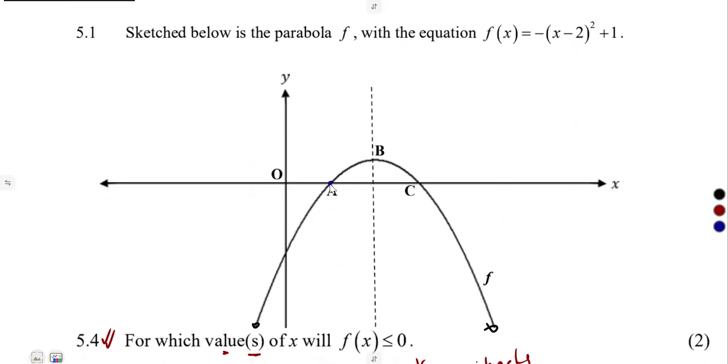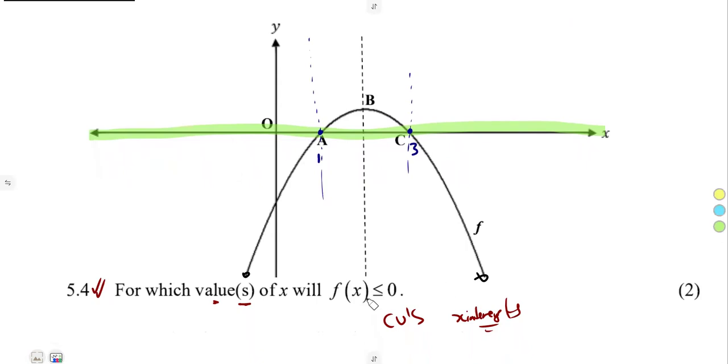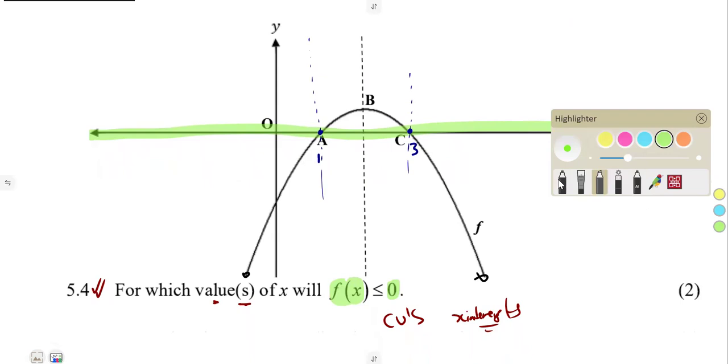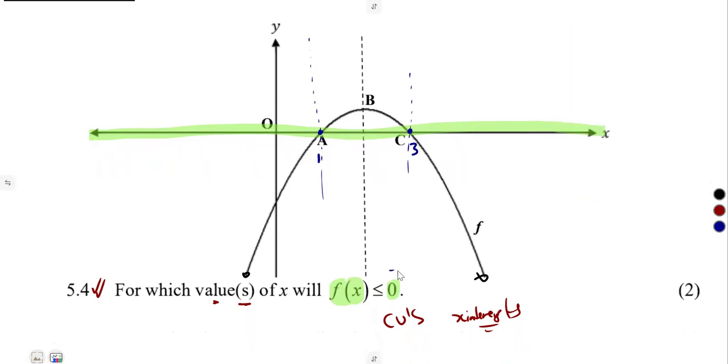So here, our A was going to be 1. It was 1. And C, it was 3. Those were the x values. So meaning to say we have got the critical values where x is 1 at A and x is 3 at point C, as we are talking about the x-intercepts from our x-axis. So where is it that the whole function f of x is less than or equal to 0? It is negative.